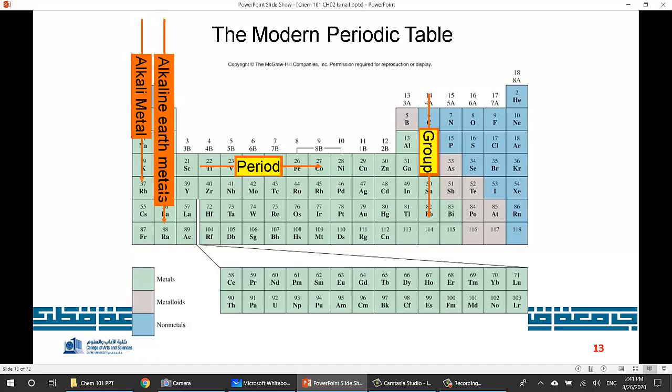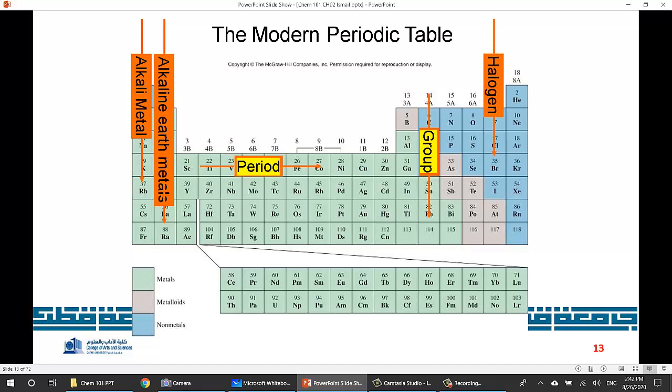Group 2 is called alkaline earth metals. Some books or resources name them alkali earth metals. I would say that they are alkaline earth metals. That's a more correct way to name them. Alkaline earth metals. So the alkali metals are group 1, and the alkaline earth metals are group 2.